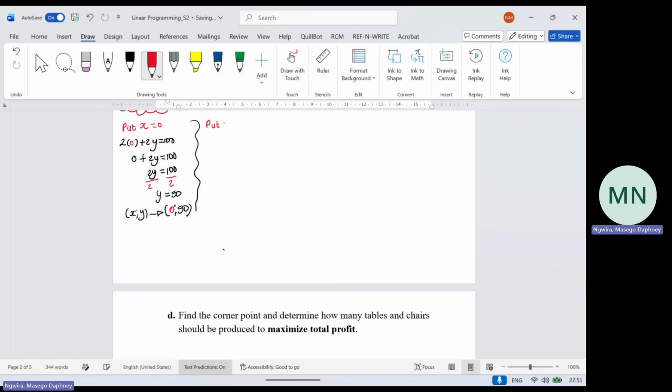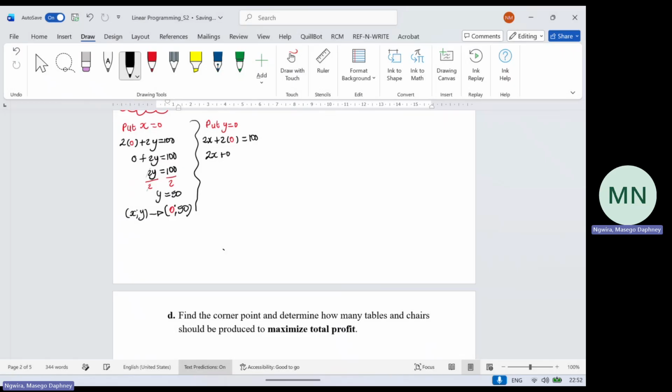So y equals 0. Then I'm going to have 2x plus 2, then a bracket, I'm going to put 0 there, and it equals 100. So wherever I see y now, I put 0. 2 times 0 is 0. So this will just be 2x plus 0.